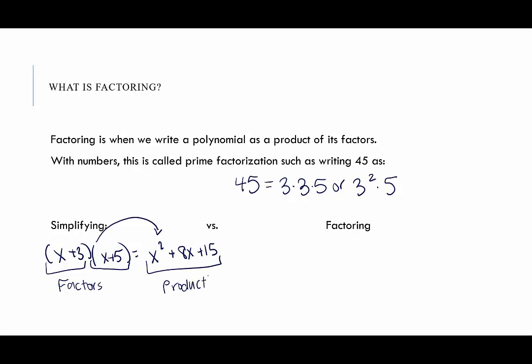When we factor, we're given the product, and we want to identify its factors. So we're given x squared plus 8x plus 15, and our goal is to write it as x plus 3 times x plus 5. So when we go this way, when our final answer looks like something that wants to be multiplied, that's when we're done with factoring.